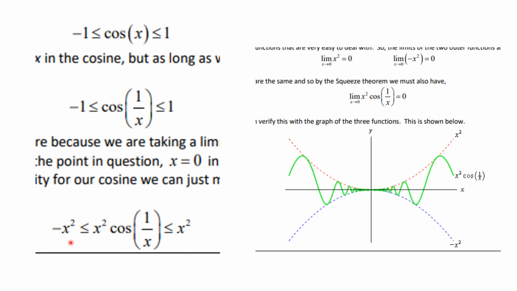Now the limit of this, as x goes to 0, is 0. And the limit of this one as x goes to 0, is also 0. The limits of both endpoints are 0, and so the one in the middle, by the squeeze theorem, because we proved that it was always between there, must also be 0. And here you can see what happens with the graphs.